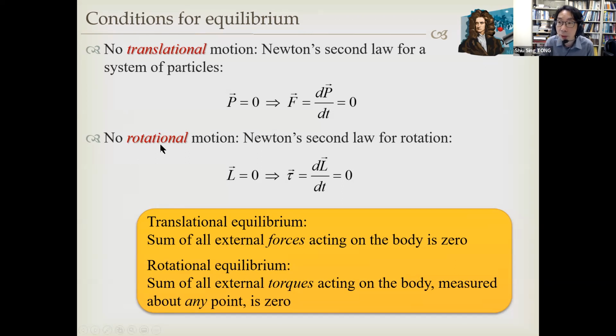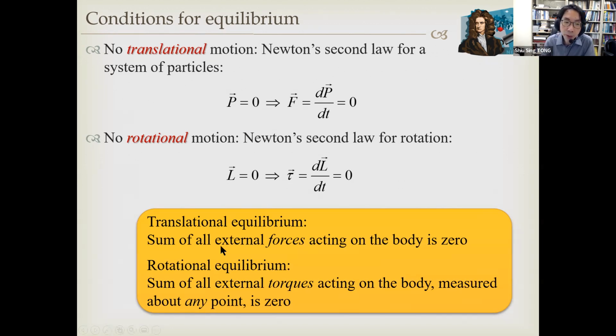And I also have another condition for rotational equilibrium. Even if an object is not in translational motion, it can rotate, right? So in order for the object to be totally in equilibrium, I impose another condition for rotational equilibrium, and that is the object has no rotation. So the angular momentum of the object about the center of mass is 0. And that means the total external torque acting on the object, which is equal to the rate of change of angular momentum, is also 0.